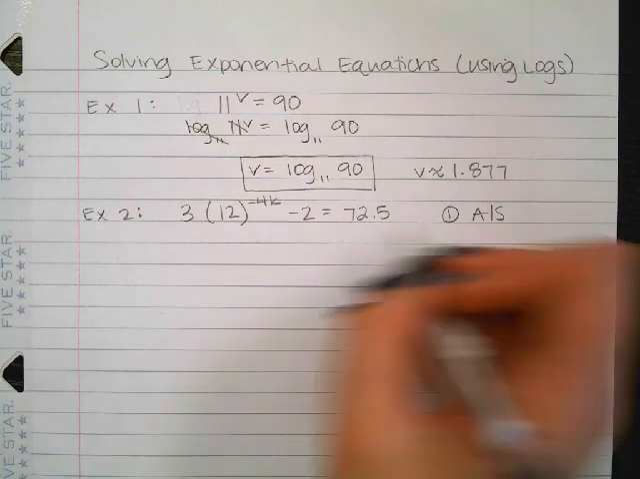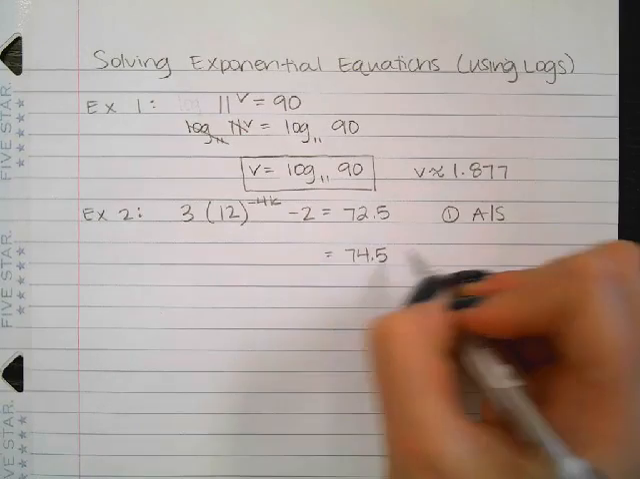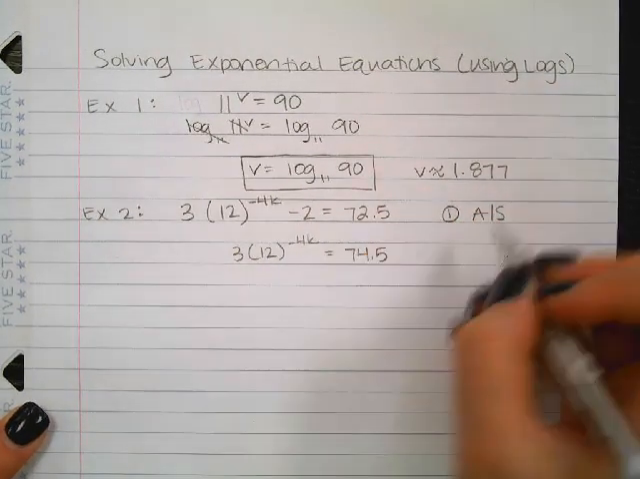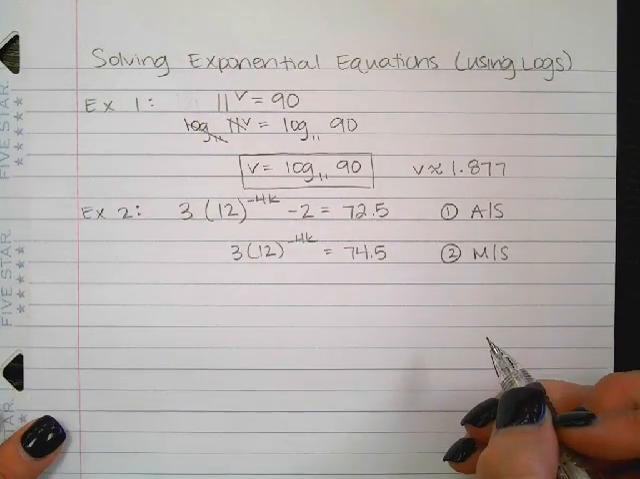So first I'm going to go ahead and add the 2 to the other side. So that's 74.5, and then the rest of the problem is still the same. And then I'm going to ask myself if I could multiply or divide anything.